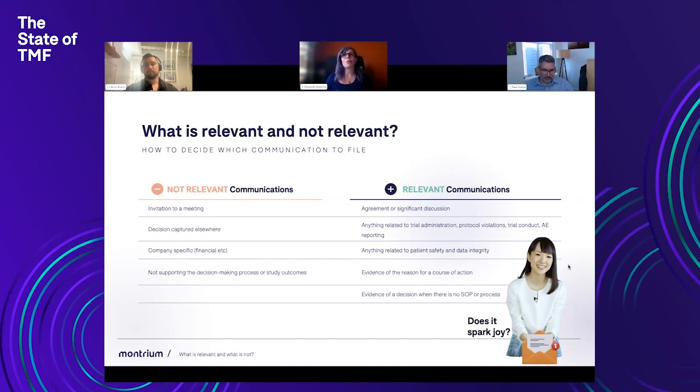Everything that is protocol violation, trial conduct, reporting, adverse event, all these aspects have an impact again on patient safety and data integrity. So if it is captured in an email, what happened, how it was managed, and the closure of maybe an issue, fine, that is relevant.